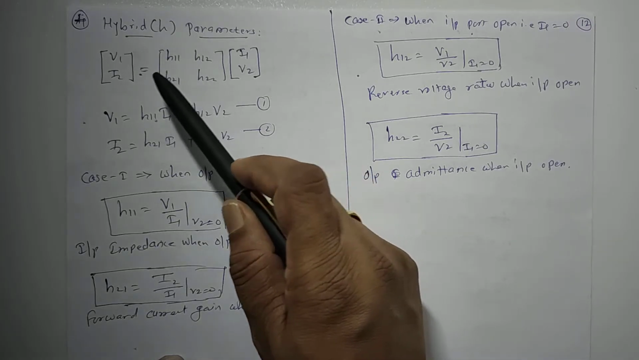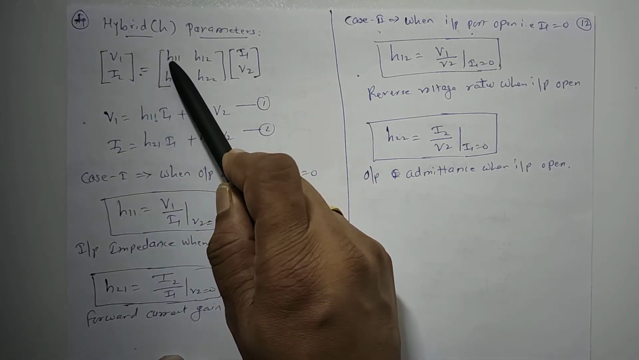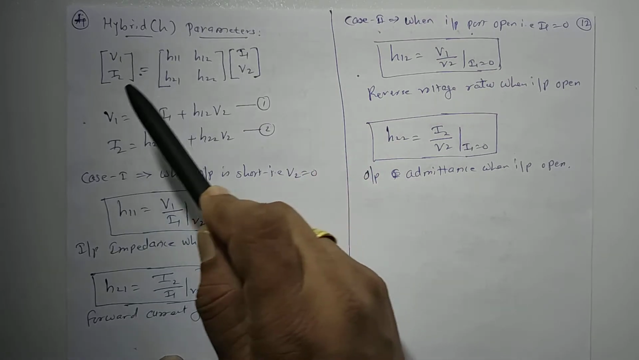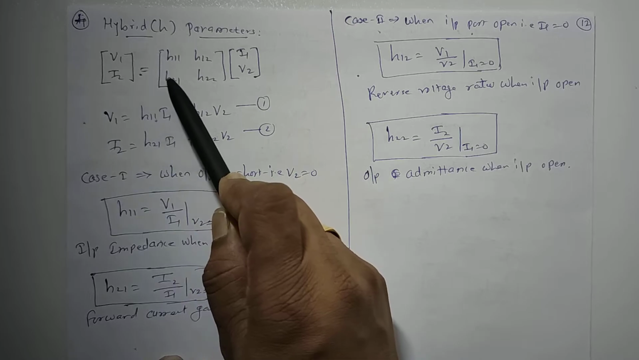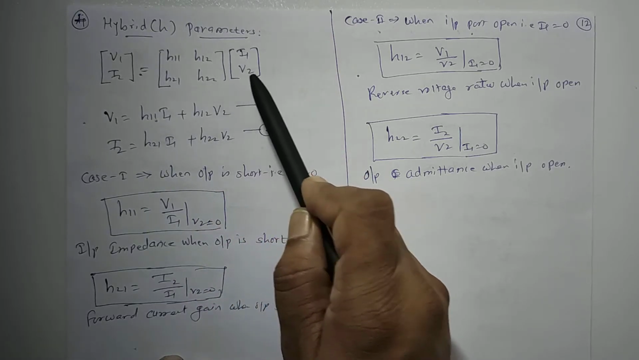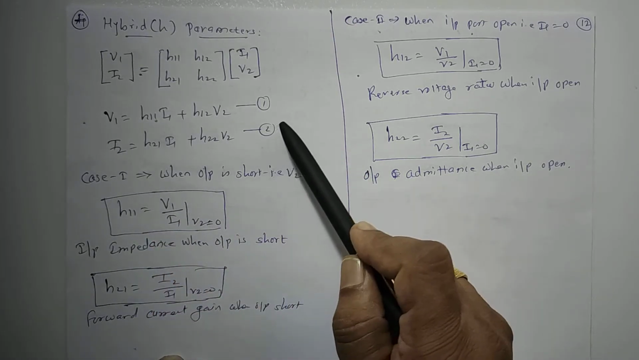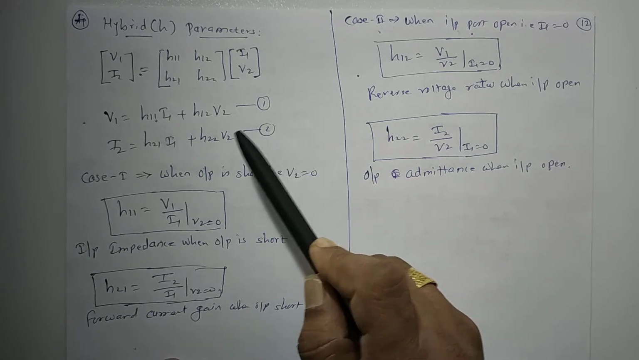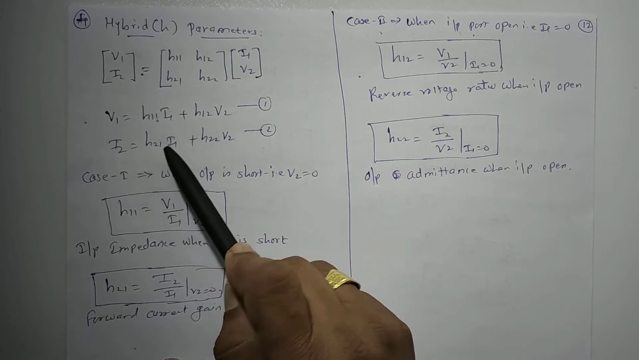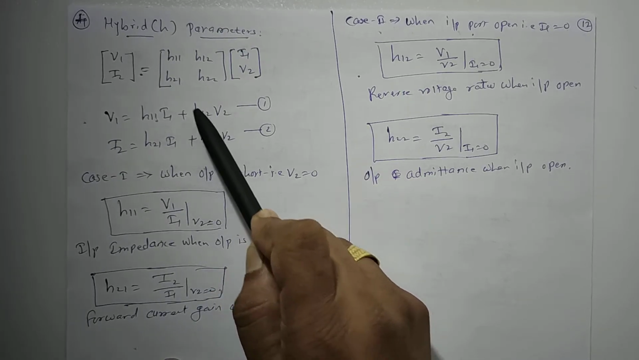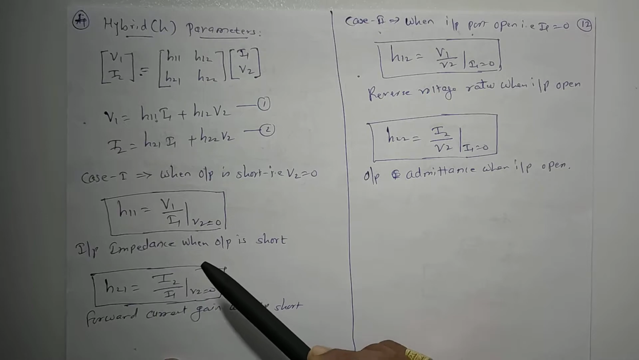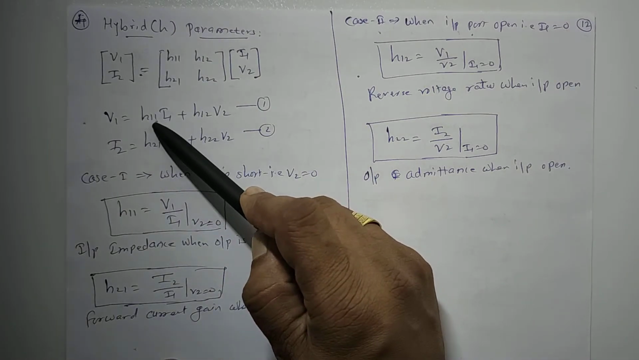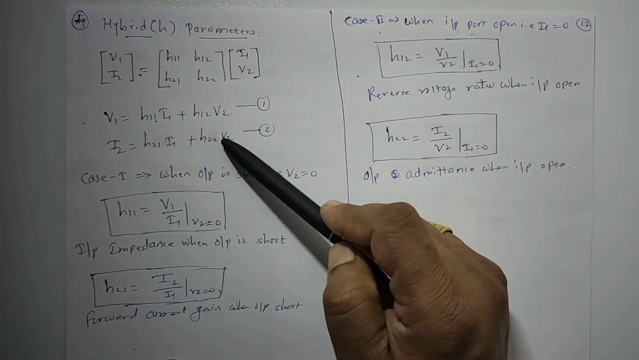Okay, so the standard equations will be V1 is equal to H11 I1 plus H12 V2. Second equation is I2 is equal to H21 I1 plus H22 V2. So these two are the standard equations of H parameters. Now we have to define what is H11, what is H12, H21, H22, and what is the name of these four H parameters. So that we can obtain by keeping V2 or I1 zero. Now to find out H11 and H21, we have to keep V2 zero.